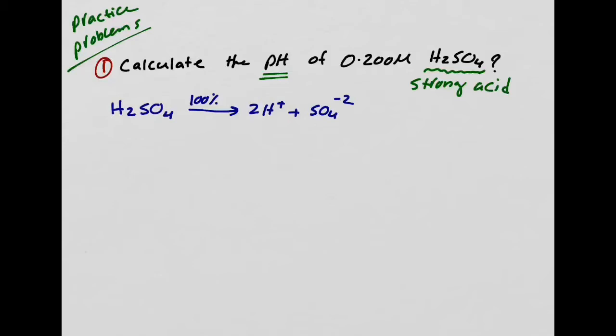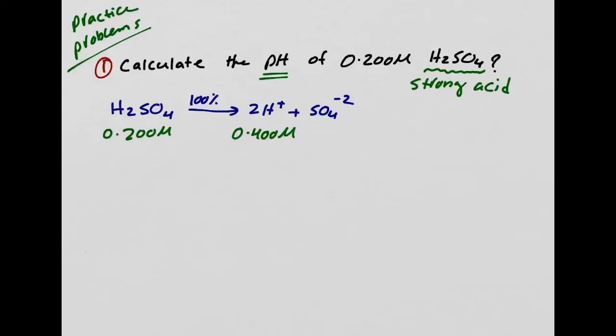Now, in this problem, they tell you have 0.200 molar sulfuric acid, and you know that every single sulfuric acid is going to break up into H plus and sulfate. Now, when one sulfuric acid breaks up, you end up having 2 H plus. It's a 1-to-2 ratio. So if 0.200 molar sulfuric acid breaks up, how much H plus do you end up having? 0.400 molar, right? Because for every one sulfuric acid, you have 2 H plus. So if one breaks up, you have 2 H plus. If 2 break up, you have 4 H plus, right?